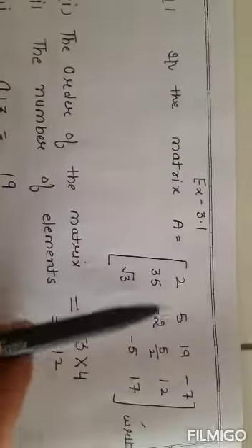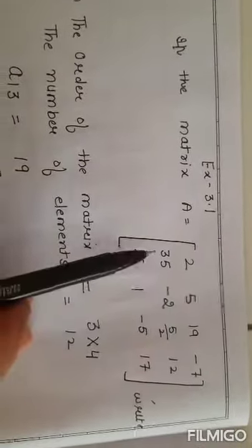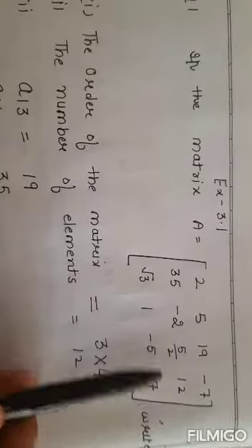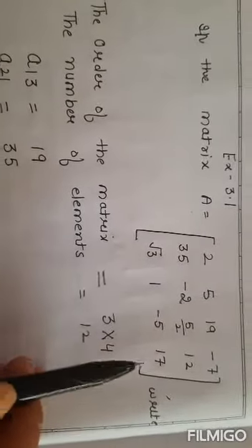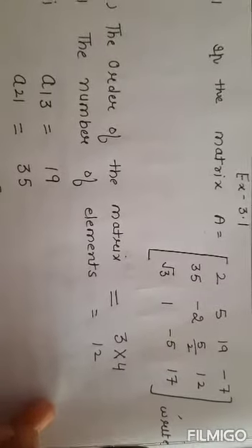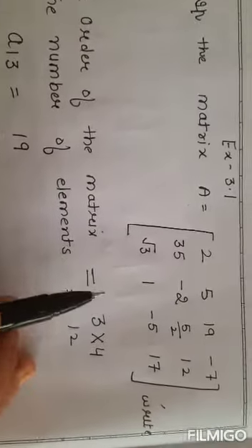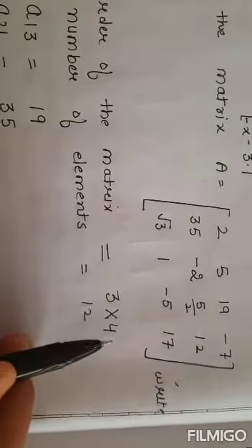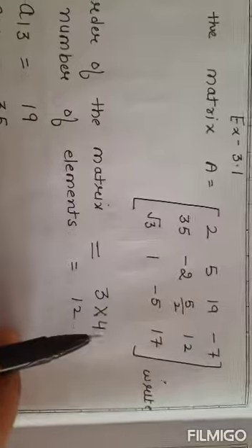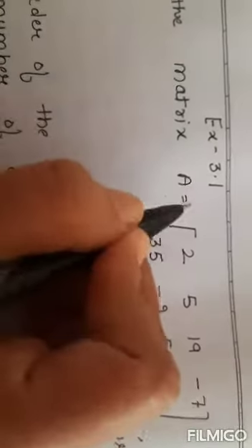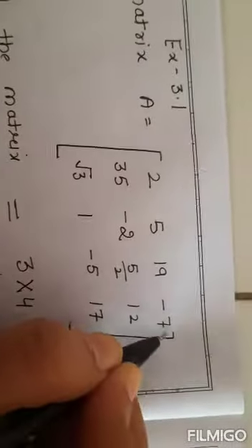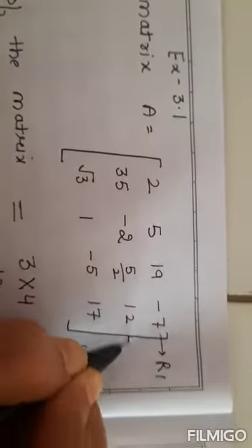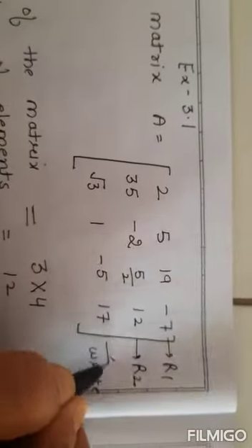Now some questions from exercise 3.1. In the matrix A, this is matrix 2, 5, 19, minus 7; 35, minus 2, 5 by 2, 12; root 3, 1, minus 5, 17. First part, write the order of the matrix. We know that the order of a matrix is number of rows by number of columns. Look here, this is your first row. This is the first row, this is the second row and this is the third row.